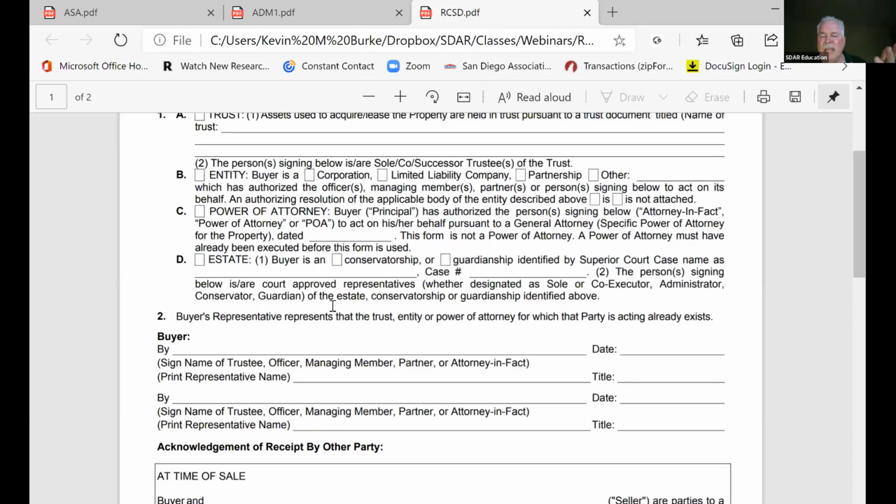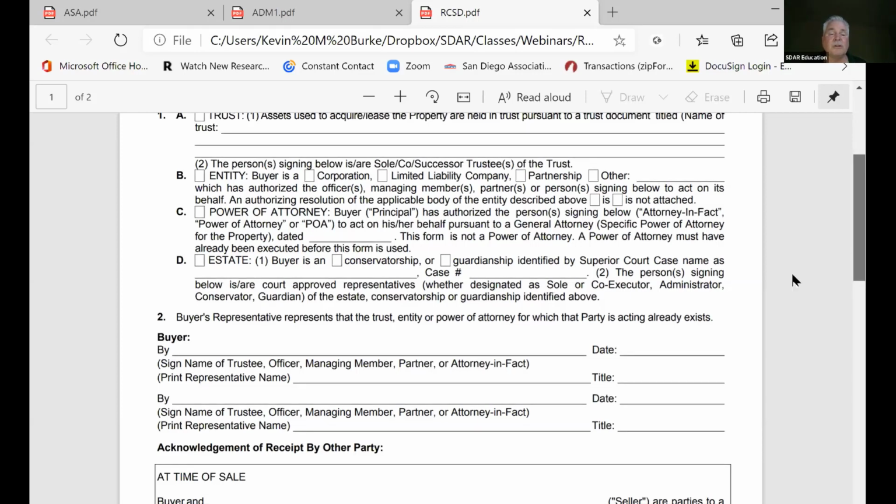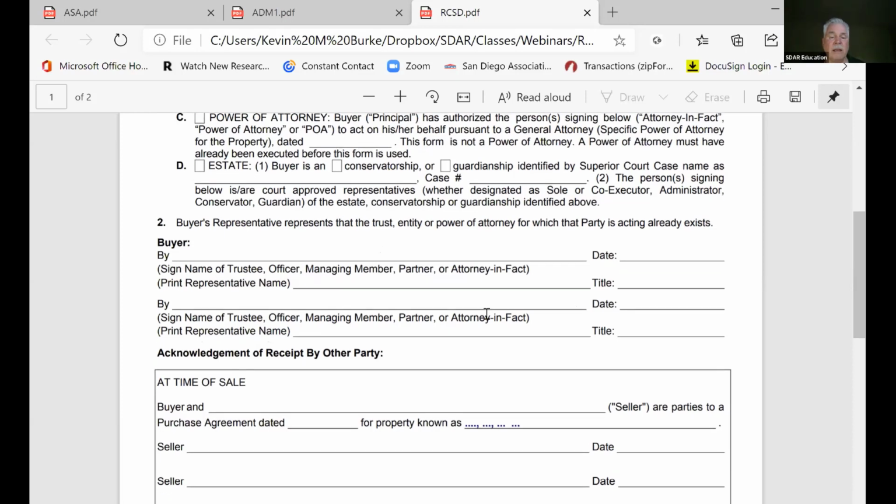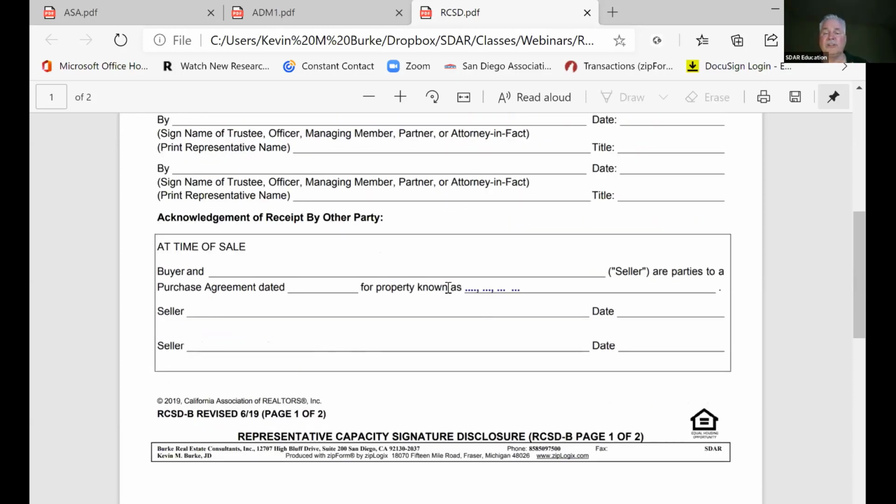Okay, all right. Estate, conservatorship, guardianship. You know what? There's going to be a superior court case number. If they don't have it, they're probably not one of those things. So, you know, that means, okay, let's talk about what it is. Maybe you think you have something that you don't actually have, okay? So then the buyer signs it, and then they print the representative name. Okay, you have two places for, obviously, two signatures. Make sure you put in the date, make sure you put in the title, okay? All right, and then down here, I've got my acknowledgement of receipt by other party.